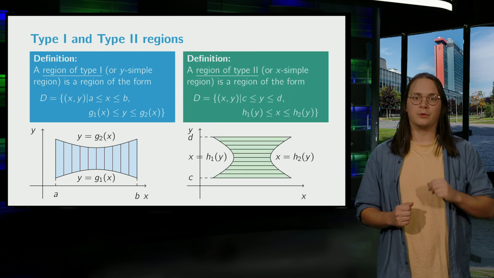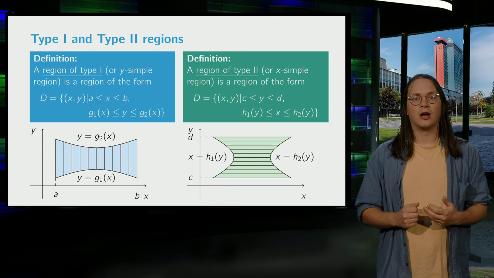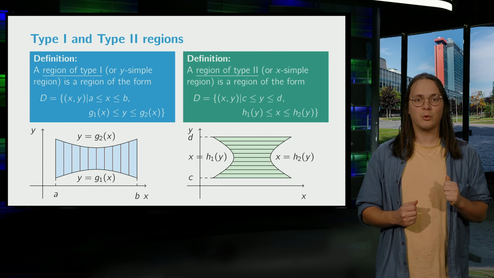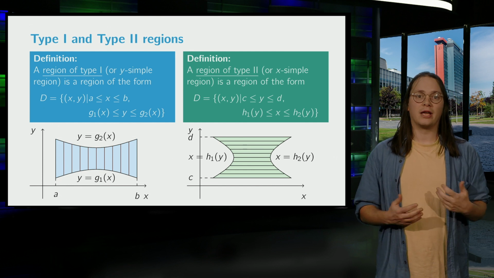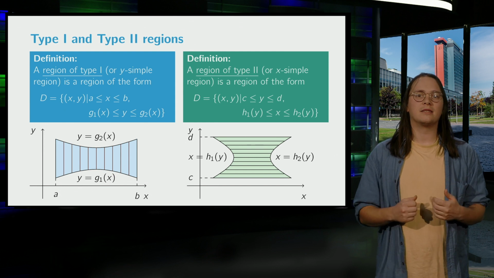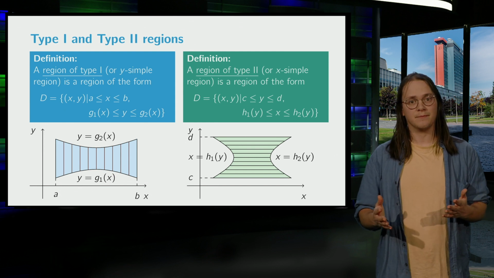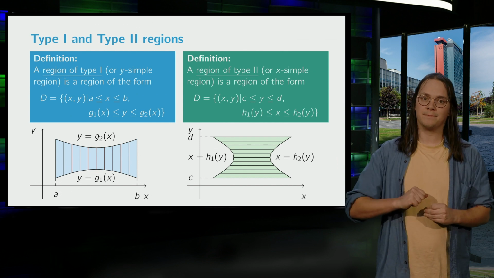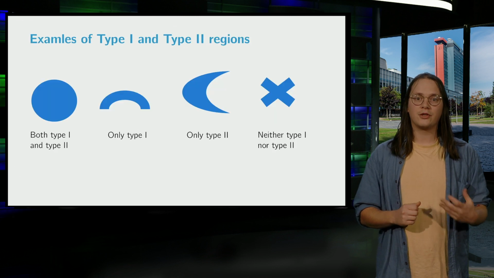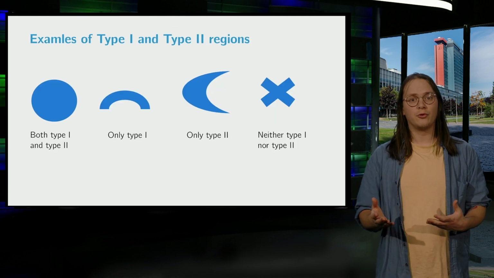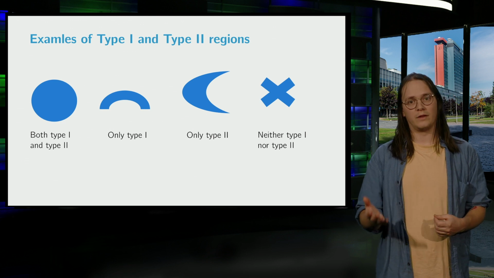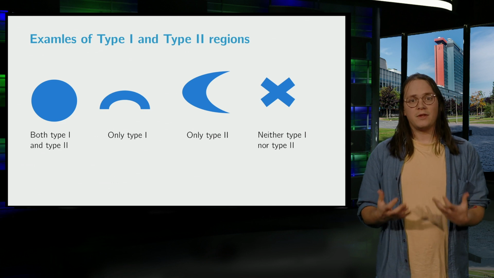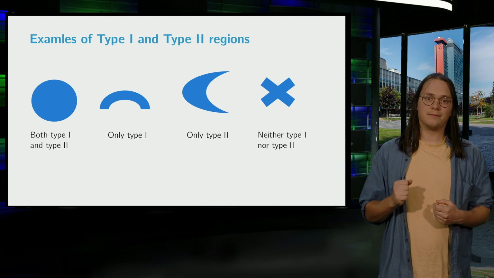A type 2 region, or x-simple region, on the other hand, is a region where the x-coordinate is bounded from the left by a function h1 of y and from the right by a function h2 of y, while y is in between two numbers c and d. Again, a typical example of a type 2 region can be seen on the screen. A region can be both type 1 as well as type 2, only type 1, only type 2, or neither type 1 nor type 2. For each of these cases, you can see an example on the screen.